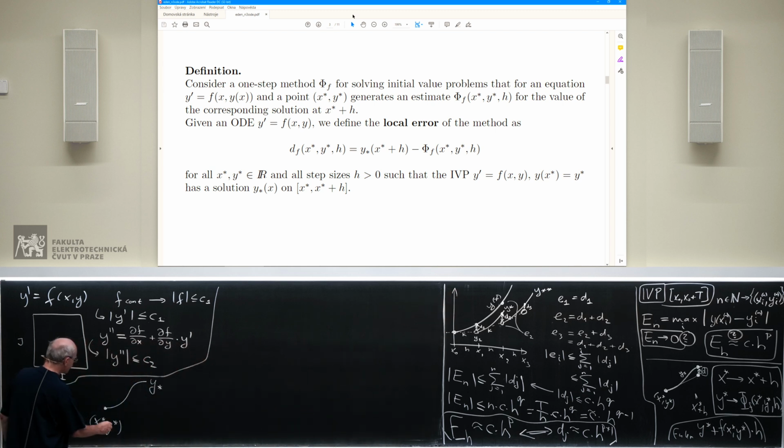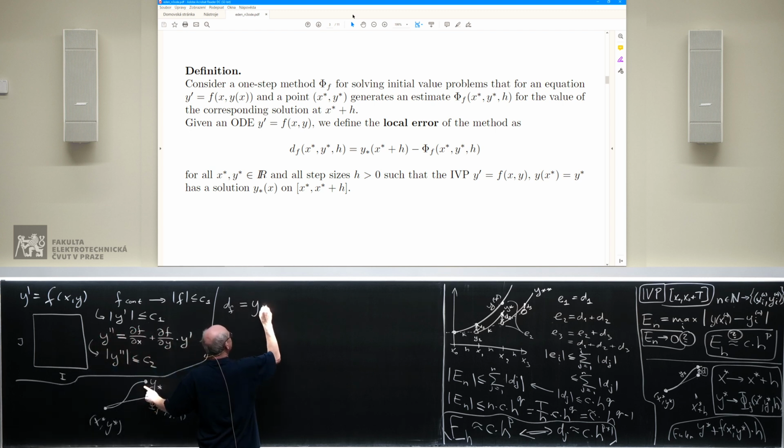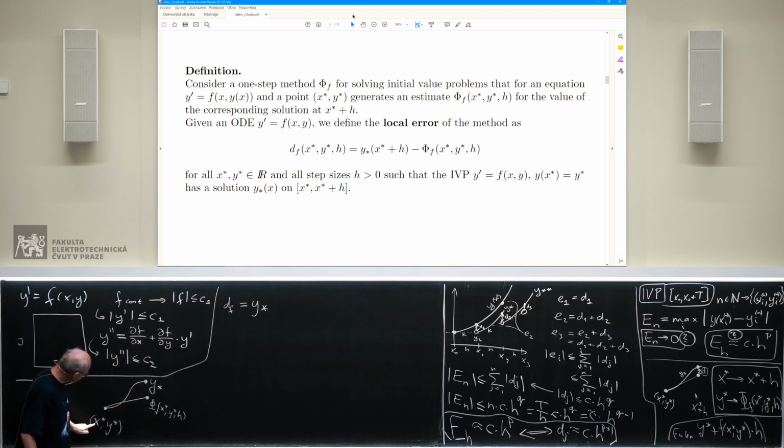We should also make a step using our method, and we arrive here. This is capital phi f x star y star h. Actually, the y coordinate of this point is this. And we should compare it with this point. That's the local difference. So let's have a look at it. Local difference, let me just call it df, is the actual value of the solution over here. And I'm taking this at a time x star plus h, because that's over here.